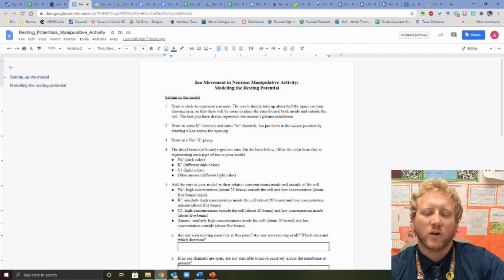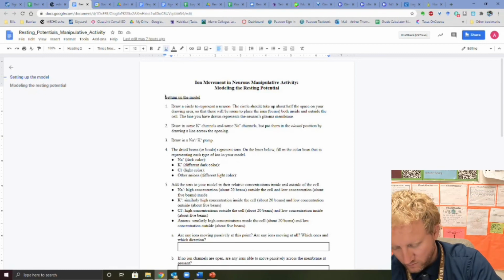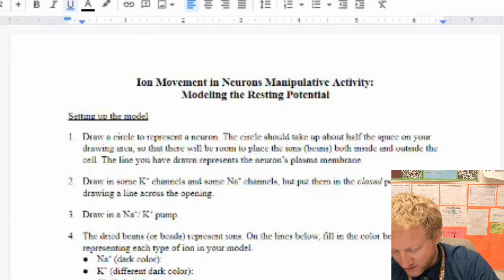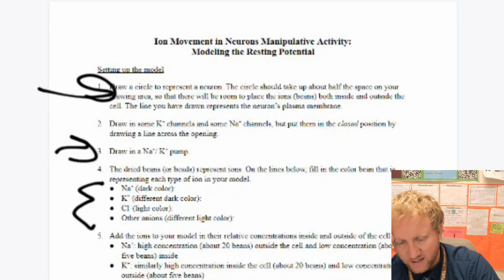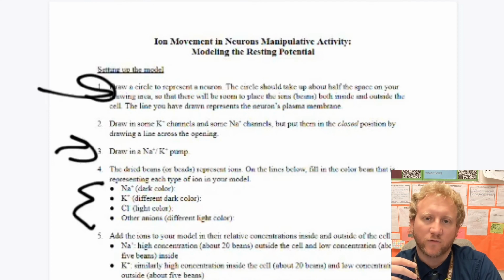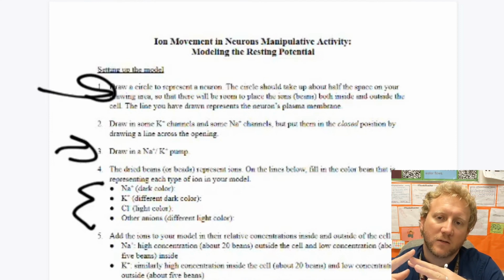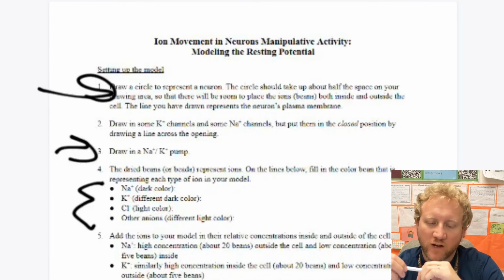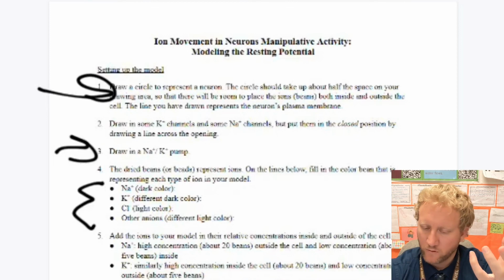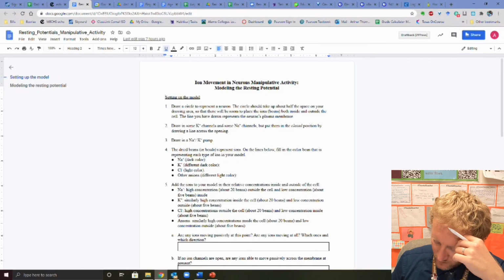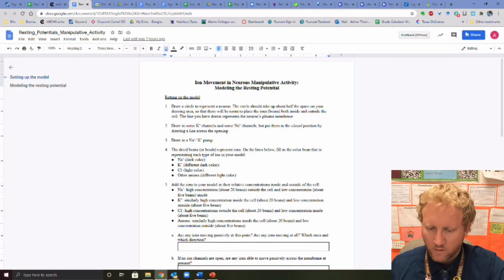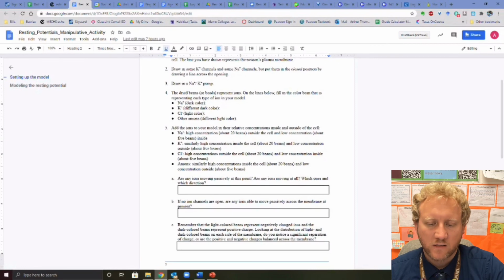Okay, so you're going to follow the steps as you're going through. Draw a circle to represent a neuron. Draw the sodium-potassium pump right over here. Indicate what the beans are that you're using. You've got pinto, black bean, lentil, and garbanzo. Just make sure that you've got dark color to dark color and light color to light color. Okay, set up your ions, like here, number 5.